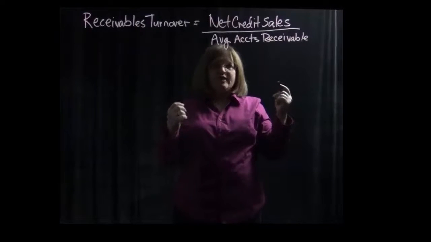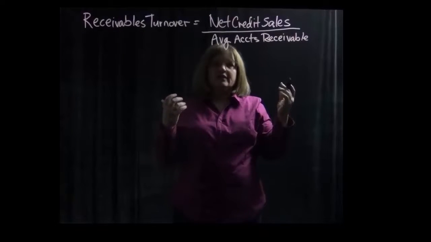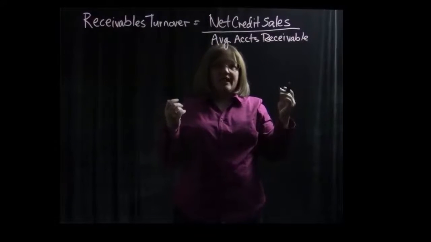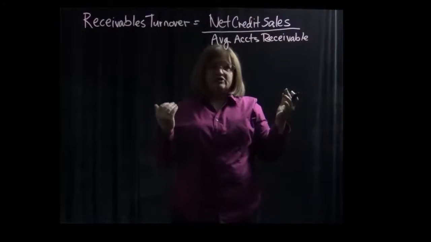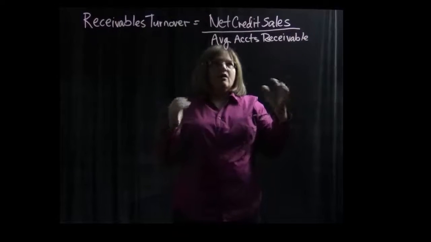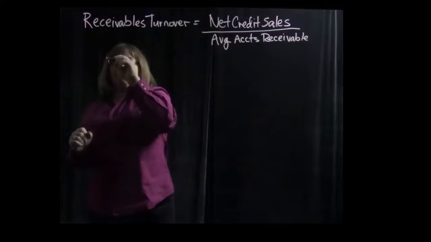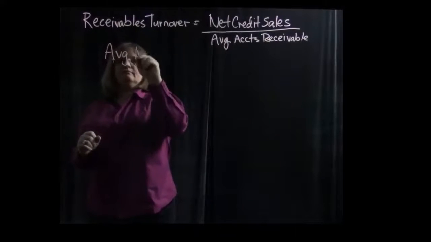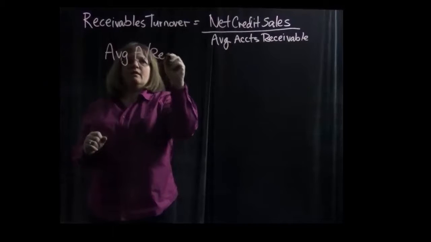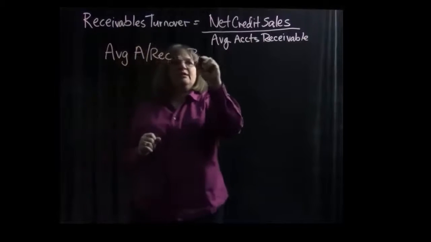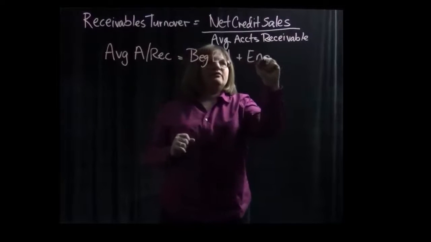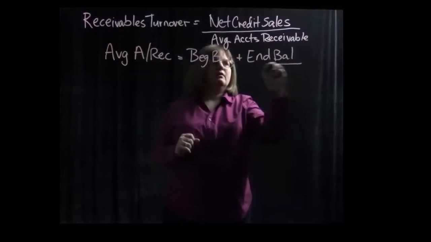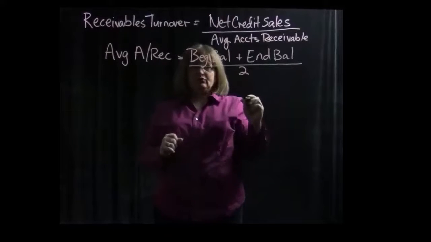And so every ratio that we use in introductory financial accounting that compares an income statement number to a balance sheet number will average the balance sheet number. Okay, so average accounts receivable is going to be the beginning balance plus the ending balance, and then divide that by 2.